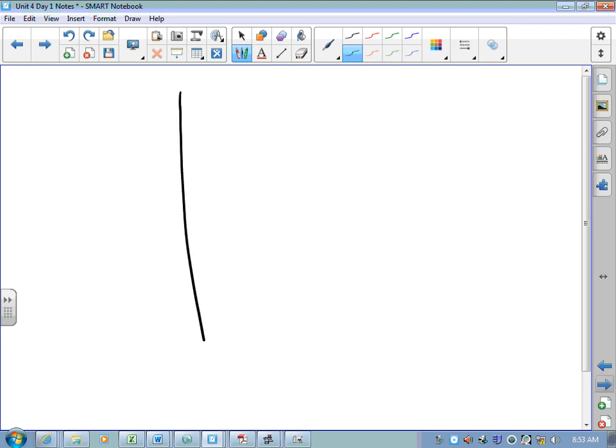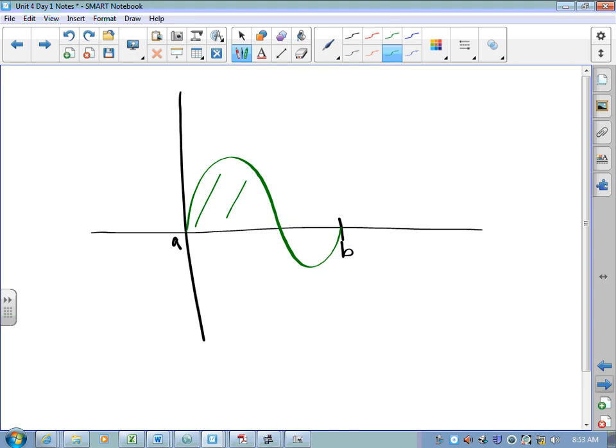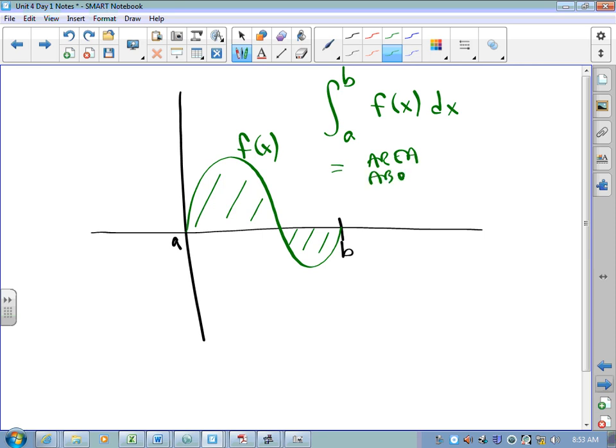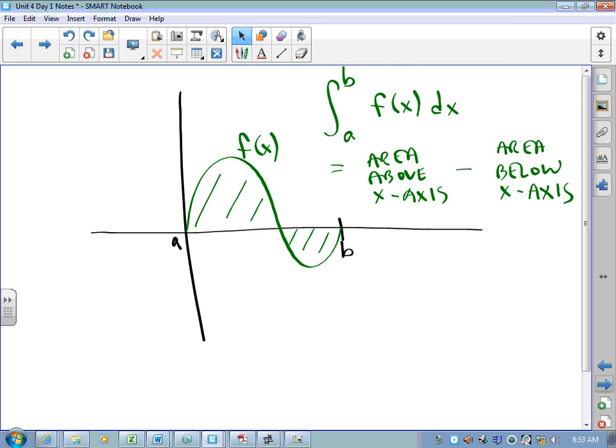So if I have some function from a to b, and it does this, and I want the integral from a to b of f of x dx, this is f of x. What is that? That's the area above the x-axis minus the area below the x-axis. And this is the stuff that comes flooding back to you, I hope.